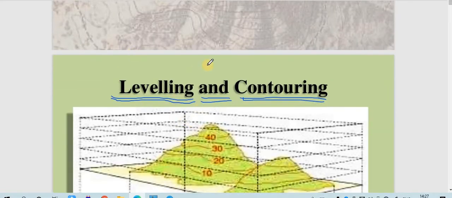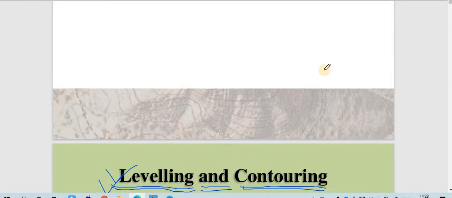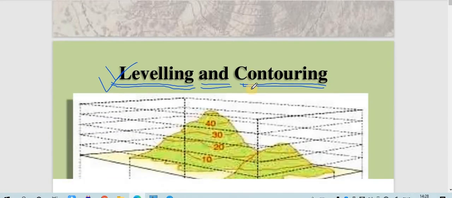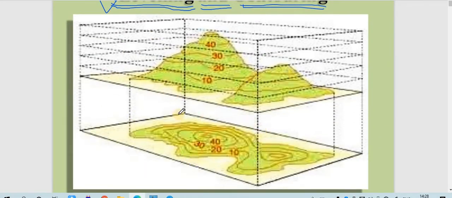Firstly, we will start with leveling and contouring. You must have seen many times maps showing grid lines and circular lines. These circular lines are represented by certain numbers, and these numbers represent the level. This 10 means that this particular place has a reduced level of 10. As I told you in the previous class, the reduced level is nothing but the elevation of that point with respect to the mean sea level.